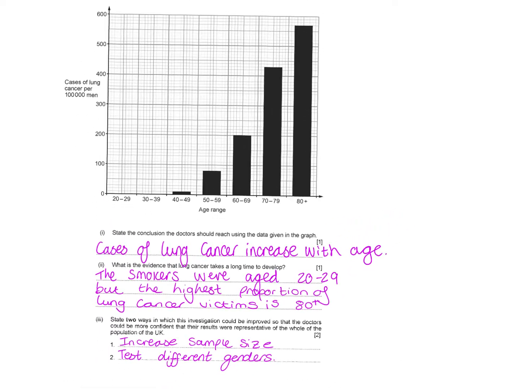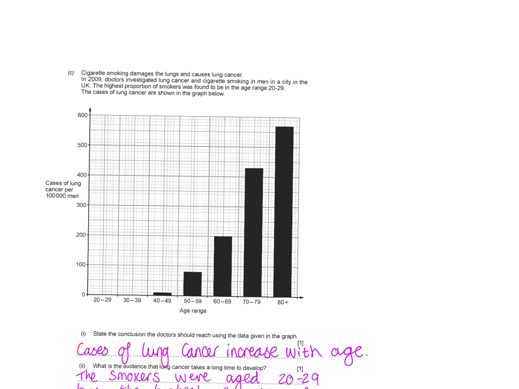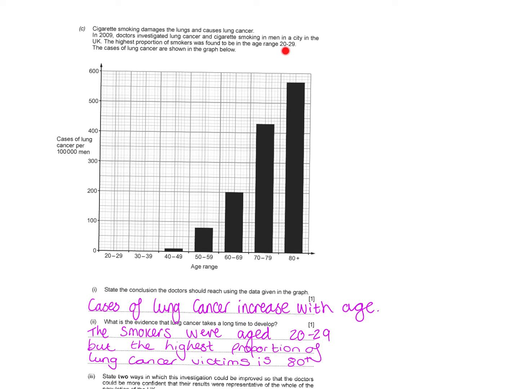It says, state the conclusion the doctor could reach from the data given in the graph. The cases of lung cancer increase with age, so you can see that the older you are, the more likely you are to get lung cancer, unfortunately. What evidence that lung cancer takes a long time to develop? The maximum or the largest amount of smokers, if you read up here, okay, reading in the information, is the 20 to 29 age group. They're the highest proportion of smokers.